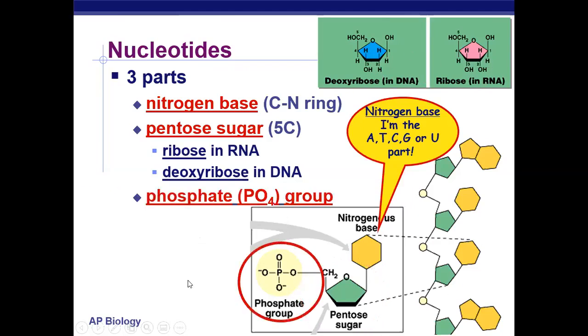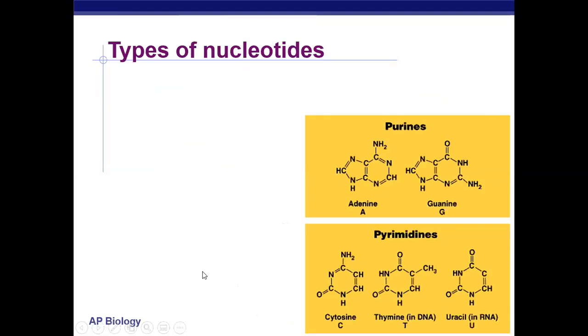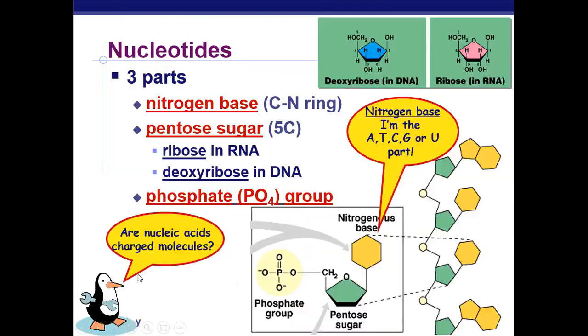And then it has a phosphate group. Phosphate groups typically are used for energy. Are nucleic acids charged molecules? Yes, due to the negative charges on the phosphate group.